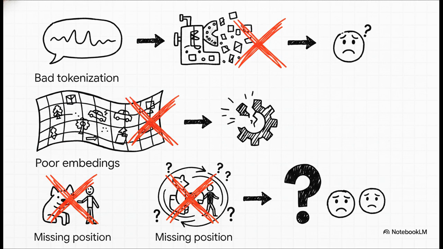And this is exactly why every single step in that pipeline is so critical. If you tokenize poorly at the very beginning, the AI starts off with the wrong concept entirely. If your embeddings are weak, the AI's entire map of meaning is basically useless. And if you forget to add position, you get total chaos. The quality of the final understanding depends entirely on the quality of each geometric step.